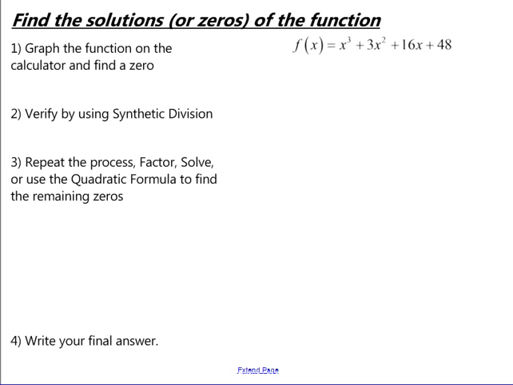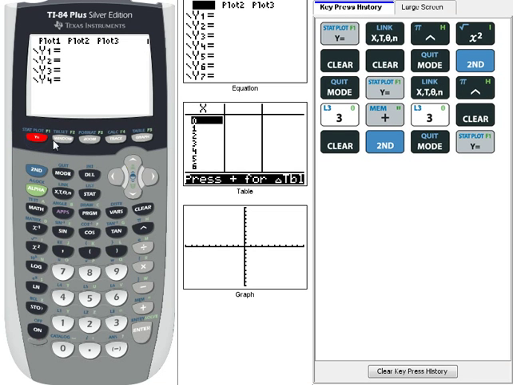So how do we find the solutions or zeros of the function? The fundamental theorem of algebra tells us that because the degree is 3, we're going to have exactly 3 roots. So let's go ahead and find these roots. The first step is to graph the function on the calculator and find a 0. So our first step is to go into y equals and type in our equation.